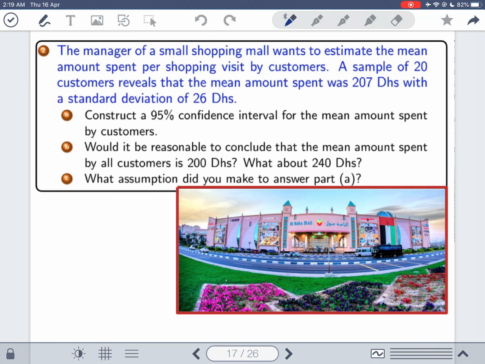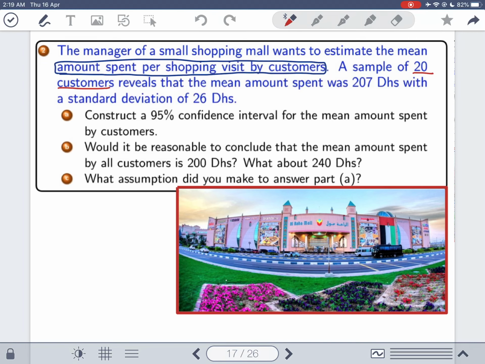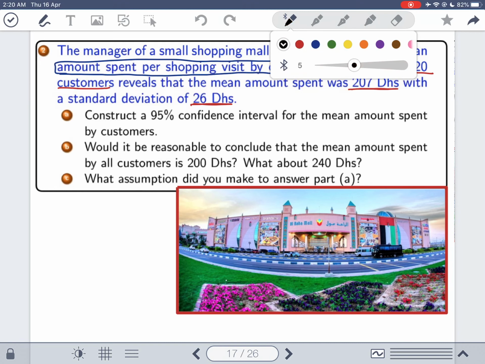So the manager of a small shopping mall wants to estimate the mean amount spent per shopping visit by customers. So the amount spent per shopping visit by customers, this is what he's interested in. A sample of 20 customers, maybe we put it in red, reveals that the mean amount spent was 207 dirhams per customer with a standard deviation of 26 dirhams. This is the sample standard deviation and sample mean. So now this is the given. Let's write it down and then read the questions.